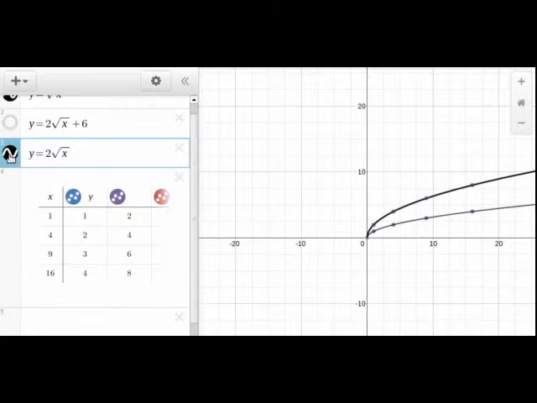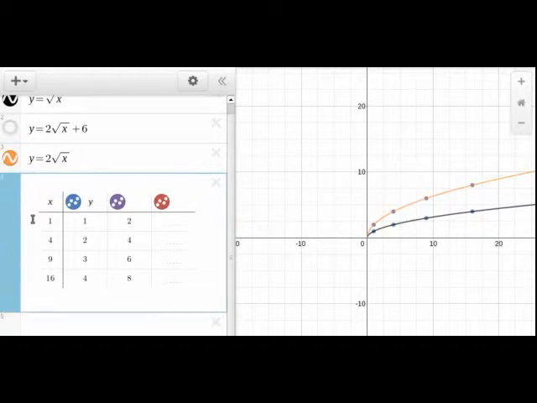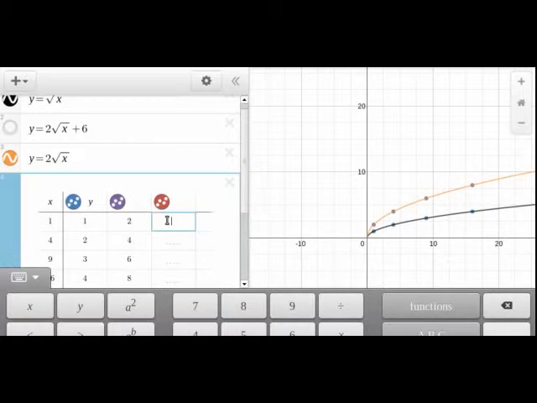Just going to change the color of that so that it's a nice color. Okay, so I got a red. Now let's make that orange. Orange line there that shows us 2 square root x. All right, now I have to do the plus 6. Since the plus 6 is outside, you can just add 6 onto each of the y values.